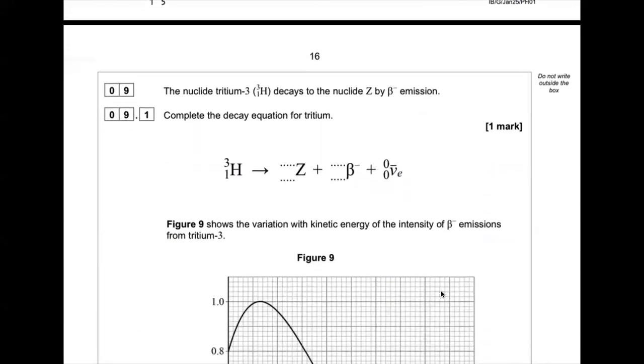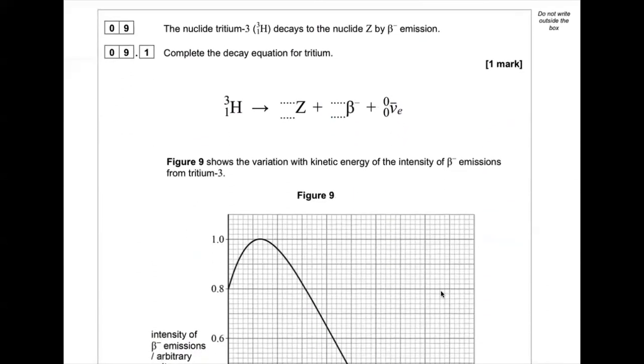Question number 9, the nuclide tritium decays to the nuclide Z by beta negative emission. Complete the decay equation for tritium. So beta negative, we know this is going to be 0 and -1. We know this is an anti-neutrino, and for Z we have to balance this. So 0 plus 0 plus x equals 3, so this is 3. And when beta negative decay happens, the proton number increases by 1, and you can see that 2 minus 1 is equal to 1.